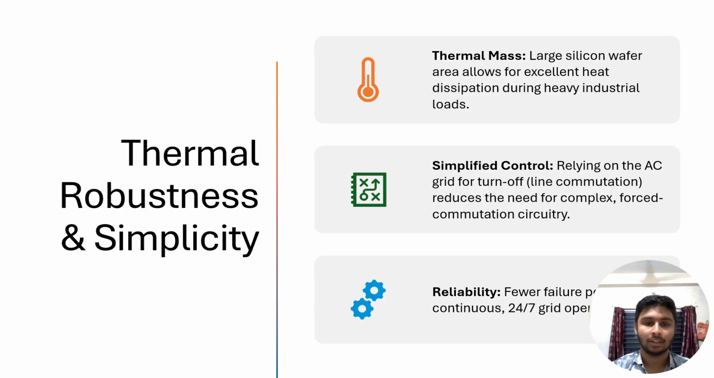As we saw in the previous section, SCRs in this specific application rely on line commutation. This means we use the natural zero crossing of the AC grid to turn the device off. We do not need to build complex, expensive, and potentially fragile turn-off circuitry. In the power transmission industry, simplicity equals reliability.